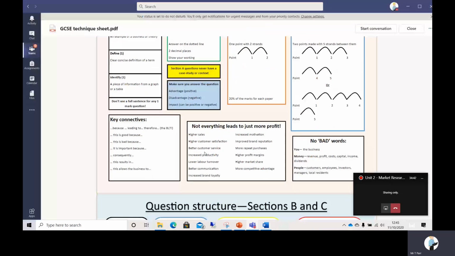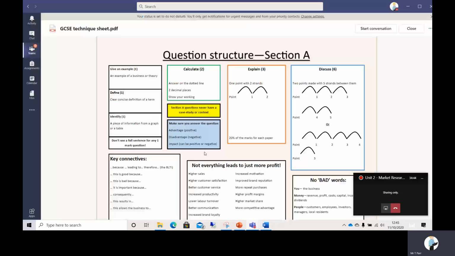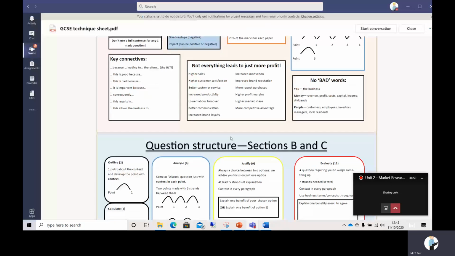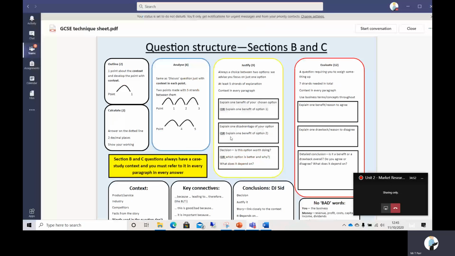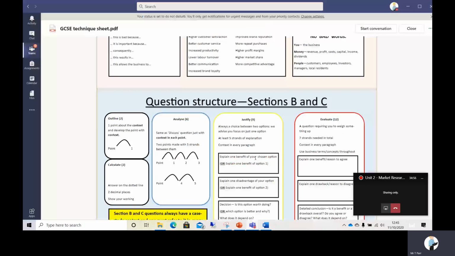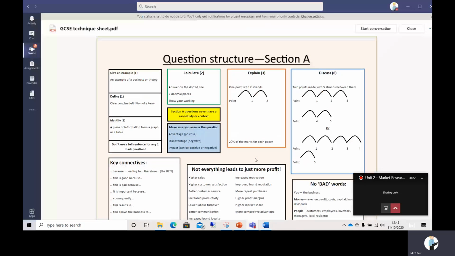So I think it tells you on here how many explain questions we get. 20% of the marks for each paper. So that's a significant amount of marks. Okay, any explain on paper on sections B and C? No, but either way, 20% of marks is significant. So make sure you know how to answer these explain questions.